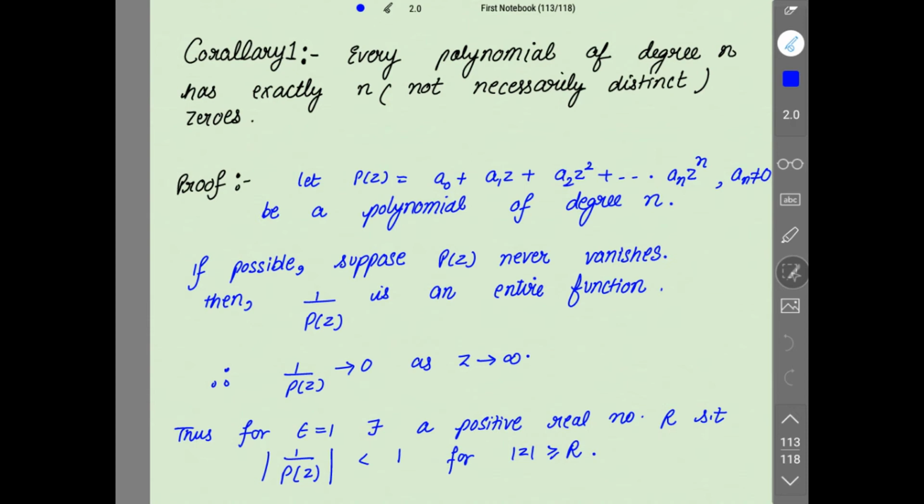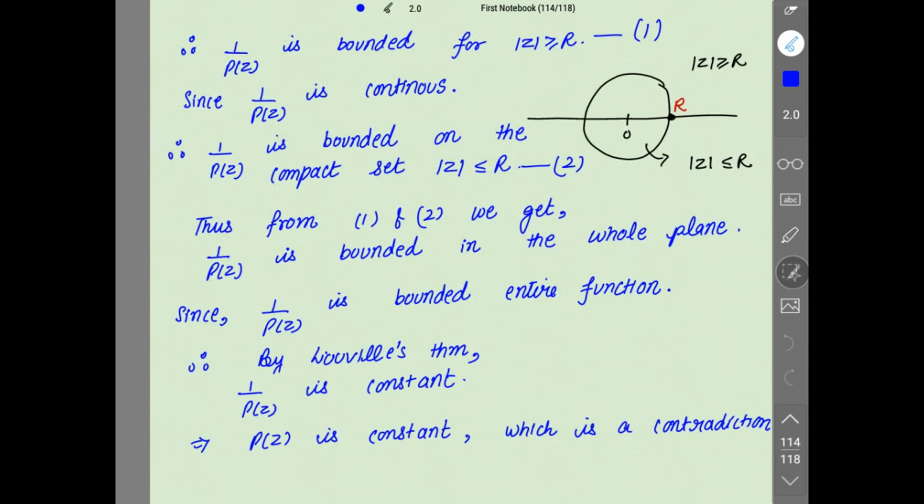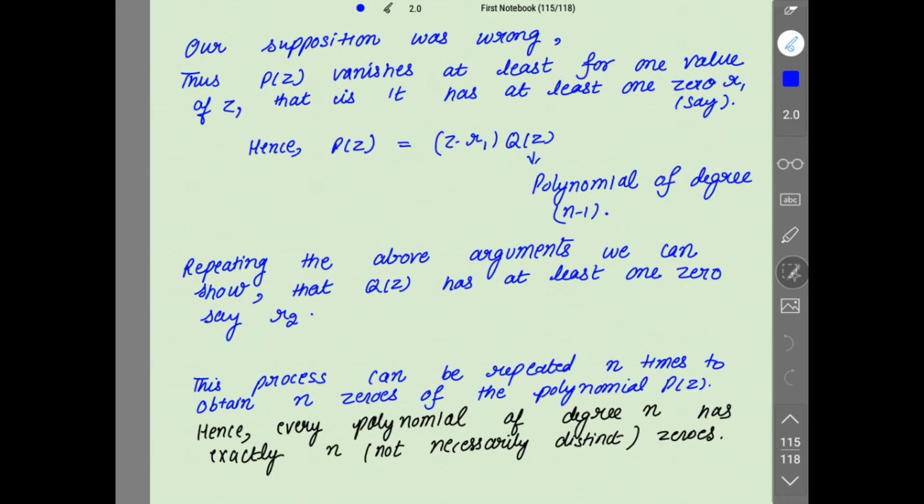Let's see that. Suppose again you are having p(z) to be your polynomial like this of degree n. We have to take a_n to be non-zero. And again we suppose that p(z) never vanishes. 1 over p(z) is an entire function, tends to 0 as z tends to infinity, the same proof. Again we get that outside the circle and inside the circle 1 over p(z) is bounded, and by Liouville's theorem this will be your constant. p(z) is a constant, which is a contradiction. So our supposition was wrong. It vanishes at least for one value.